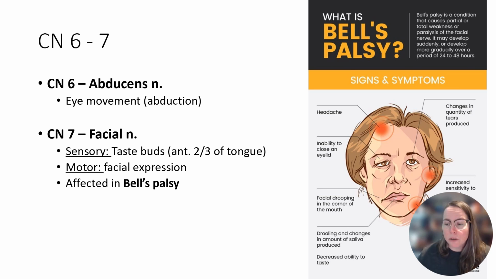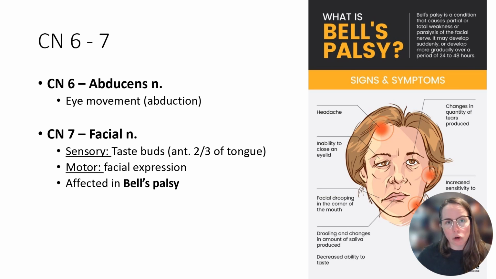Now, cranial nerve 6 is our abducens nerve. This one's going to abduct your eye. We'll again talk about the specific muscles later. This is our last eye movement nerve. And then cranial nerve 7 is our second mixed nerve.